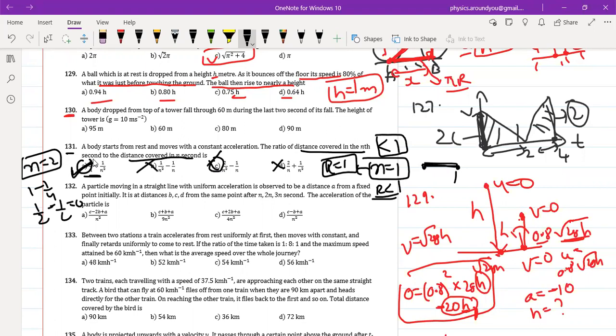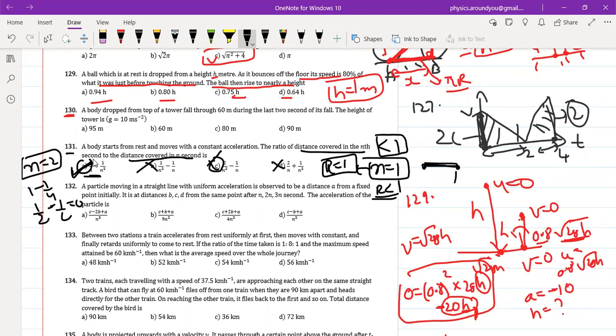You see, if you consider only the first second, the distance and displacement will both be the same. But for 2 seconds, the displacement is lesser than the distance covered. So for n equal to 2, the ratio should be coming less than 1. That is happening only in the first option. So 131 goes with A.